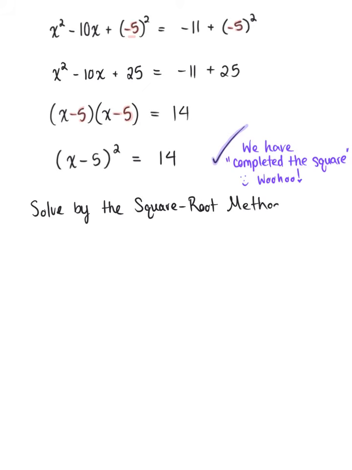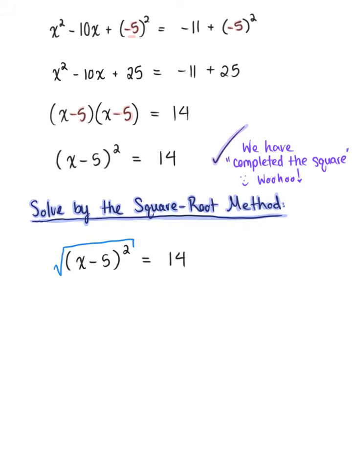So here we go. We are ready to now take this completed square and solve by the square root method. So we are going to take what we found above, and in order to solve for x, we need to remove the square. So we will take the square root of both sides of this equation. So we can see that the square and the square root cancel each other out, leaving us with x minus 5 is equal to plus or minus the square root of 14.